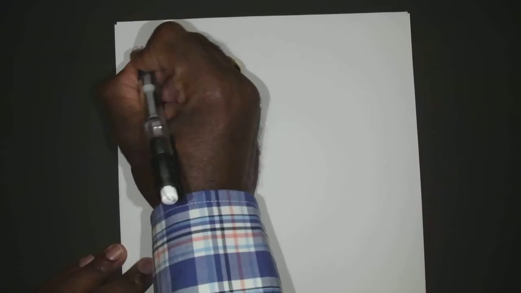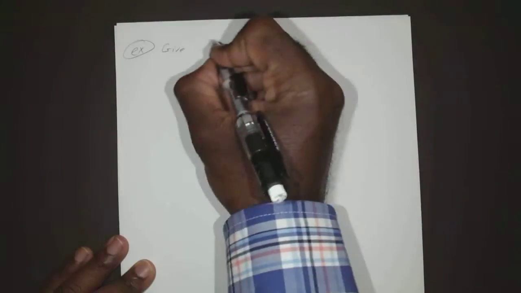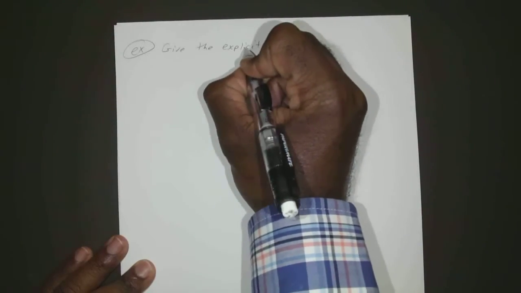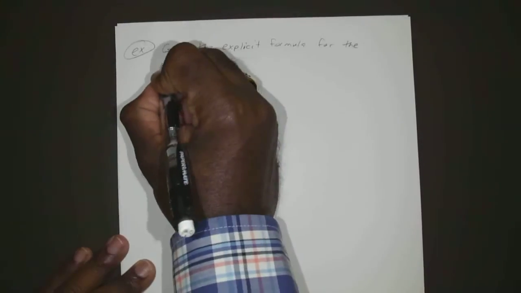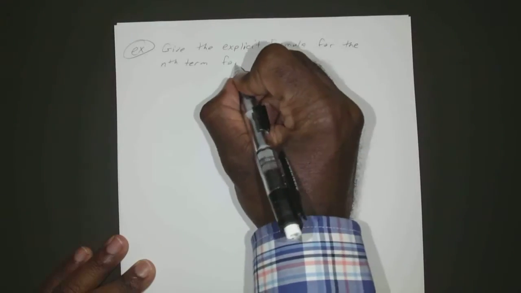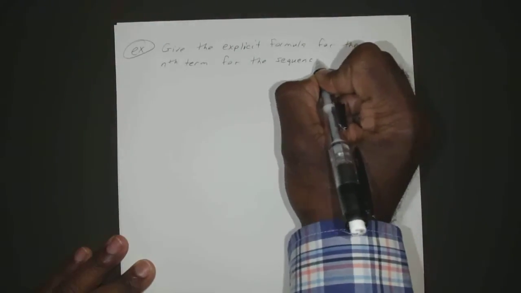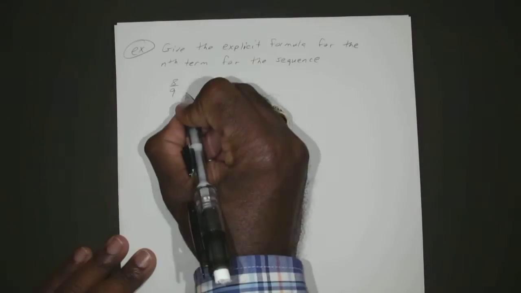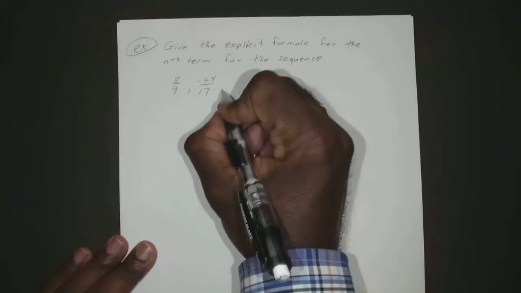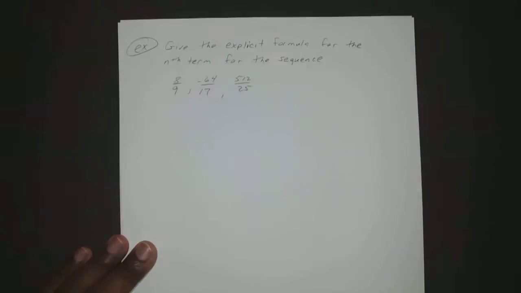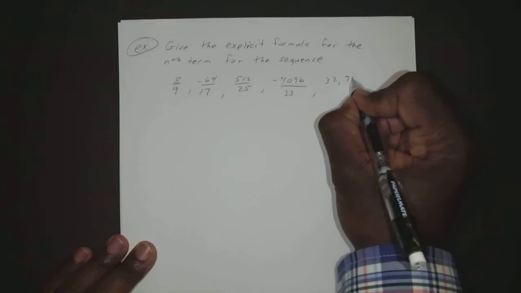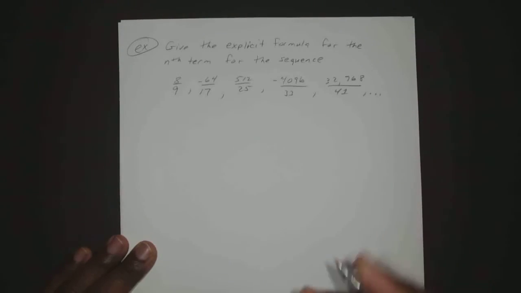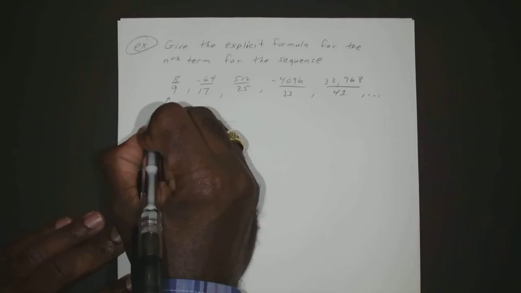All right, so let's say, for example, you want to give the explicit formula for the nth term for the sequence, say 8 over 9, negative 64 over 17, 512 over 25, negative 4,096 over 33, 32,768 over 41, and it keeps on going and going and going. And we know this is our a sub 1.